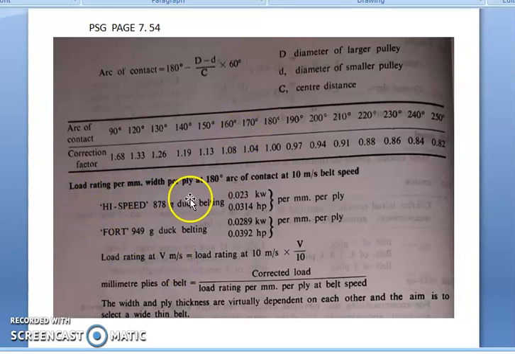Here the load rating formula is also available on this page. From this we have two formulas. For the first belt, high speed 878, we have a formula of 0.023 kilowatt per mm width per ply at 180 degree arc of contact at 10 meter per second belt speed. If it is the second type of belt, we go with 0.0289 kilowatt per mm width per ply at 180 degree arc of contact at 10 meter per second belt speed. So based on the type of belt we have selected, we can choose the formula.